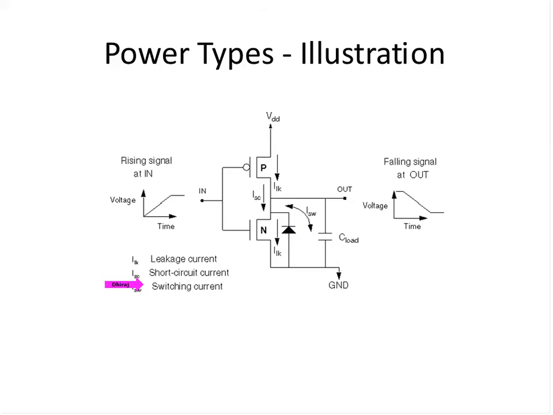Let me repeat. Switching current, ISW, which charges and discharges the load capacitance, is responsible for dynamic switching power. Short circuit current is responsible for dynamic internal power. It is caused when P and N are simultaneously on during switching for a short period of time. Leakage current doesn't depend on switching. It is the current that goes from drain to source during the subthreshold phase, so it depends highly on VT. If VT is lower, the subthreshold leakage is higher. If VT is higher, the subthreshold leakage is lower. It is called leakage power or static power, and these terms are interchangeable.